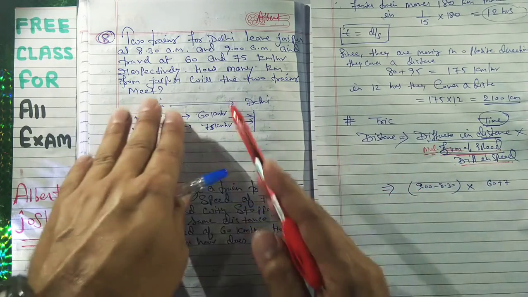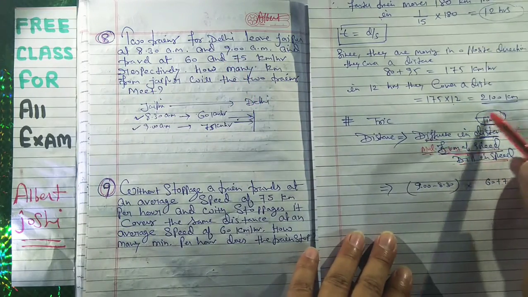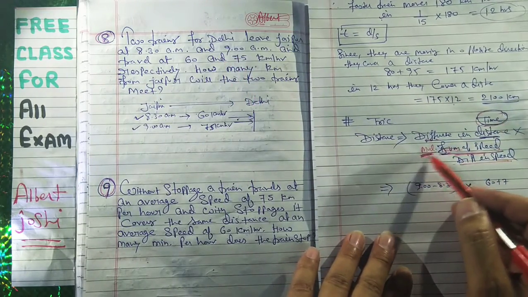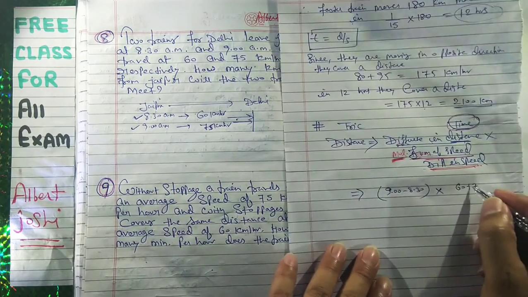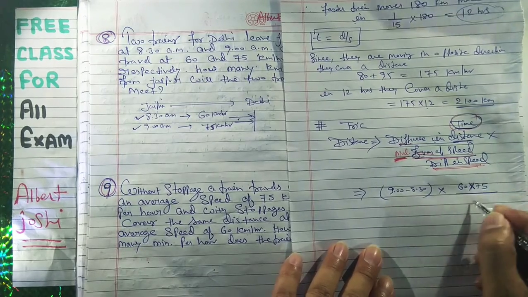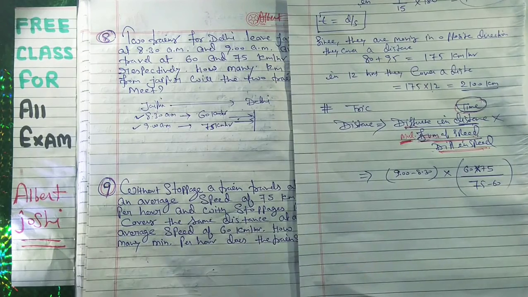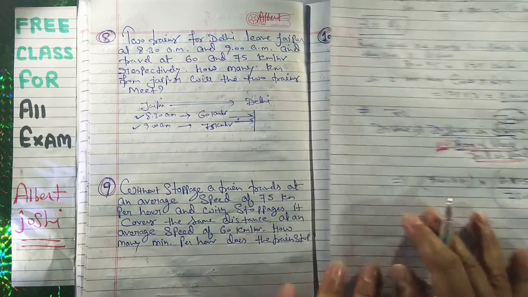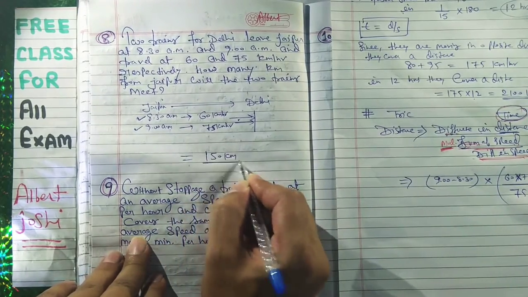If they have given us the time, then you have to write difference in time, but here you have to multiply the speed upon difference in speed. Okay, so that is multiply this upon difference in speed, 75 minus 60. This is your answer. So if you solve, then you will get 150 kilometers.